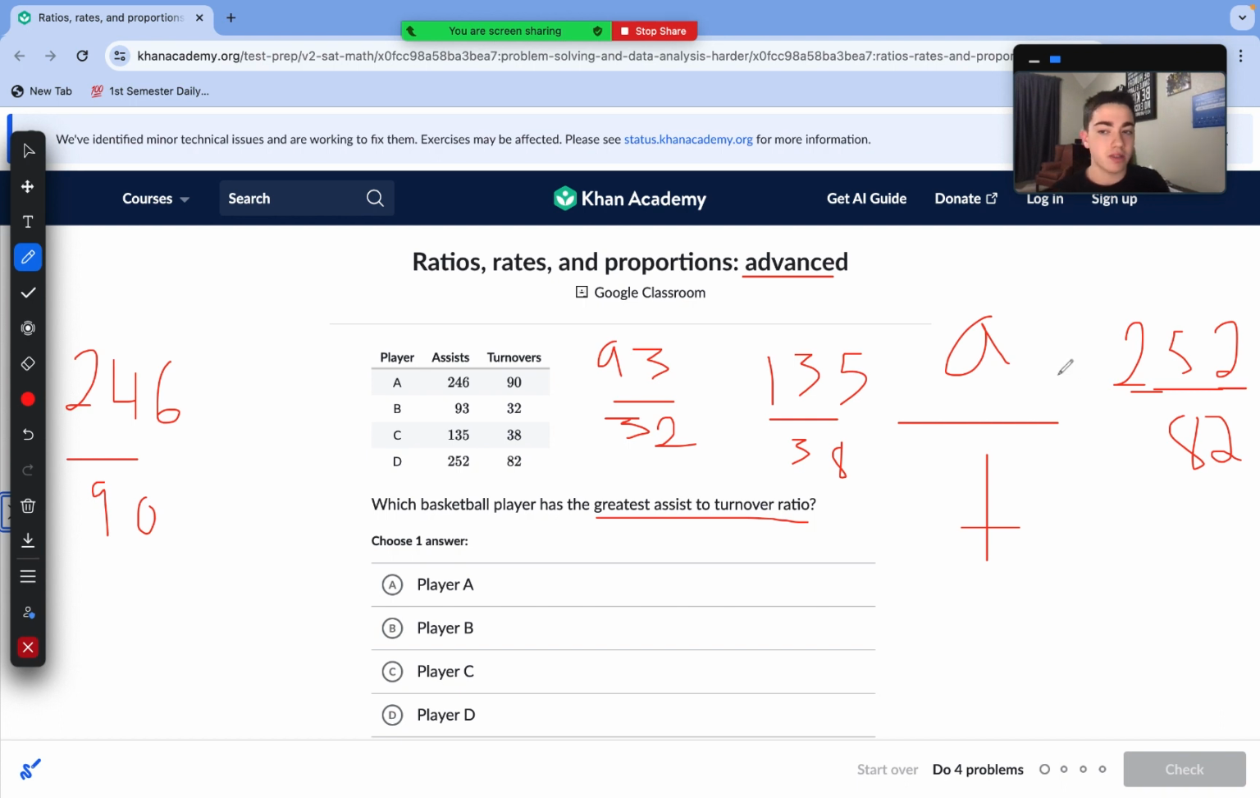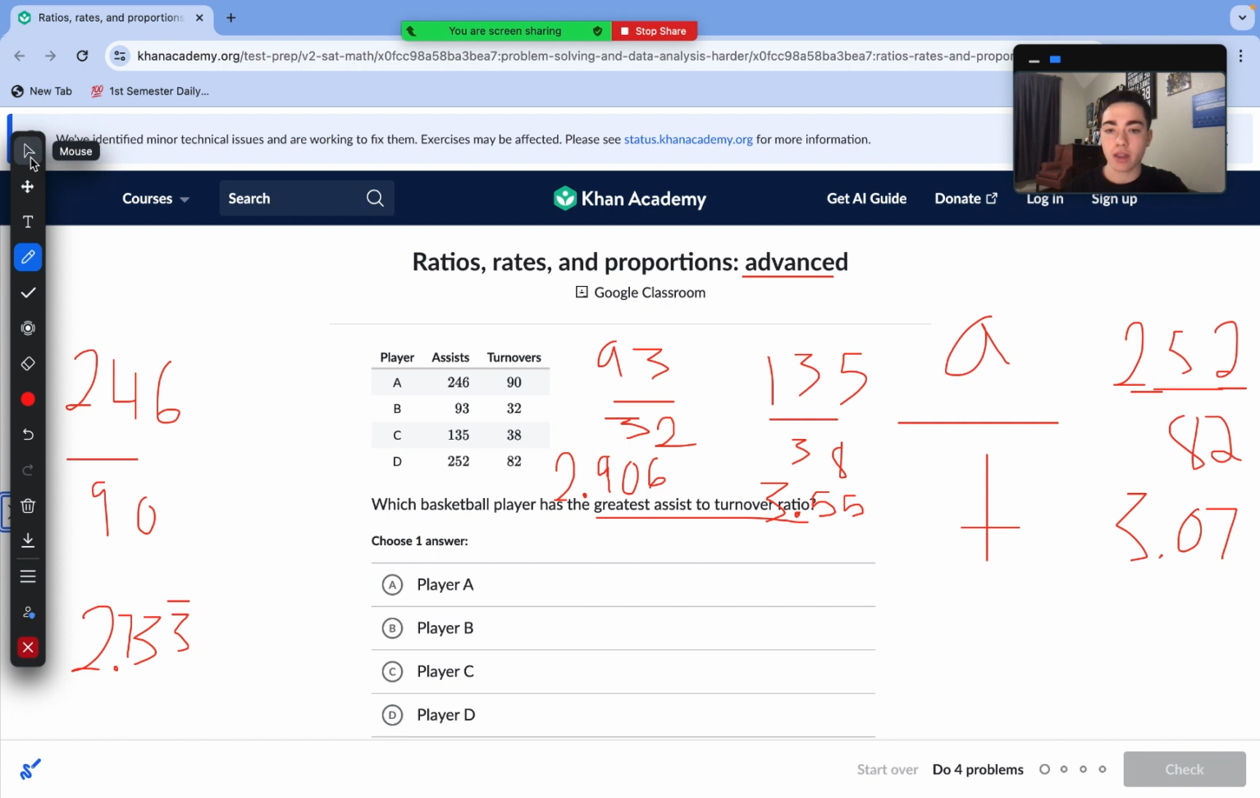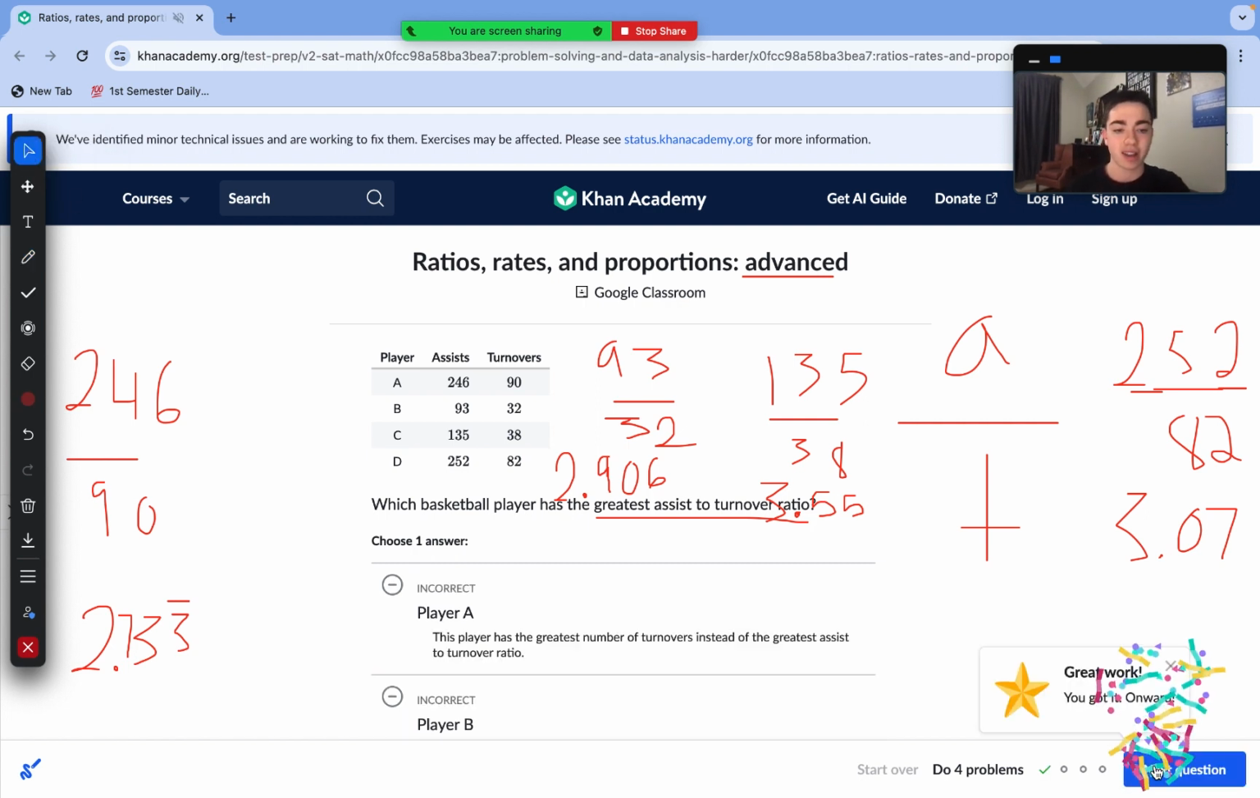Let's go ahead and do that. As we can see in front of us, the largest ratio was 135 over 38 with a decimal value of 3.55. So the player with the greatest assist to turnover ratio was player C. Answer choice C is correct.